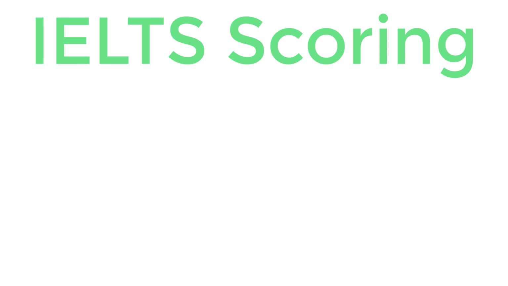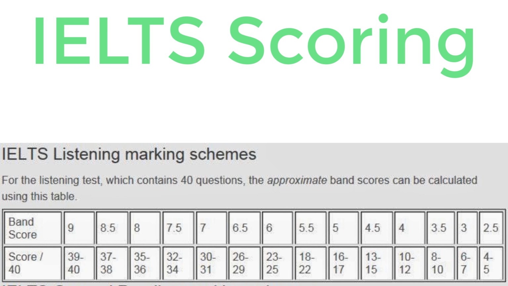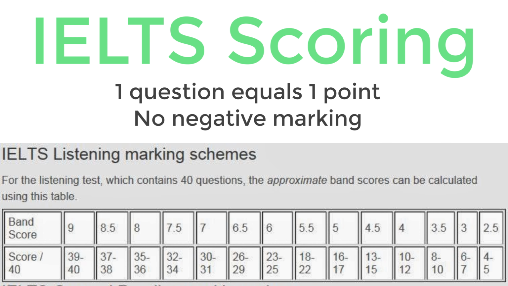Okay, now let's learn about how the IELTS listening test section is scored. On the listening section, each question is worth 1 point, so you can achieve a top score of 40 points. Then the point score is converted into your band score. There is no negative marking on the IELTS test, by the way.